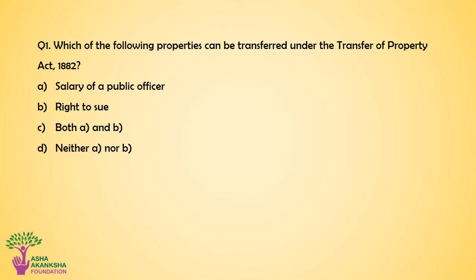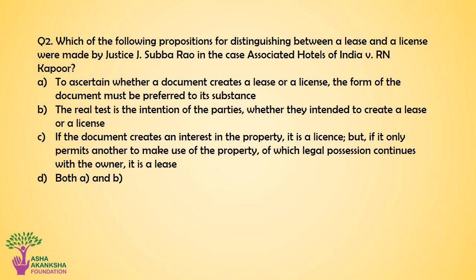Question number 1. Which of the following properties can be transferred under the Transfer of Property Act 1882? Option A. Salary of a public officer. Option B. Right to sue. Option C, both option A and option B, or option D, neither option A nor option B. The correct answer for this question is option D, neither option A nor option B.